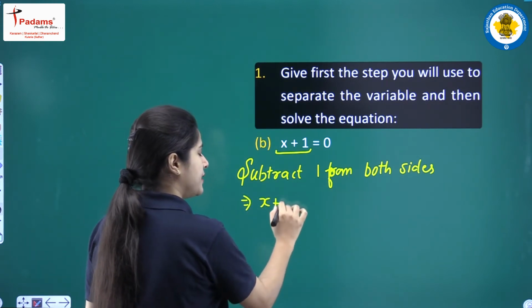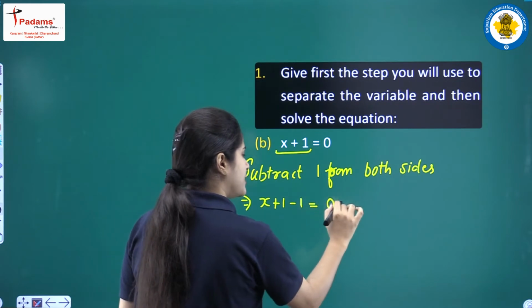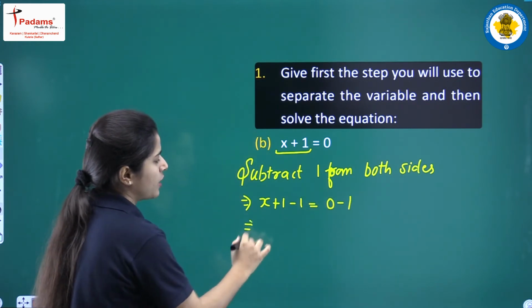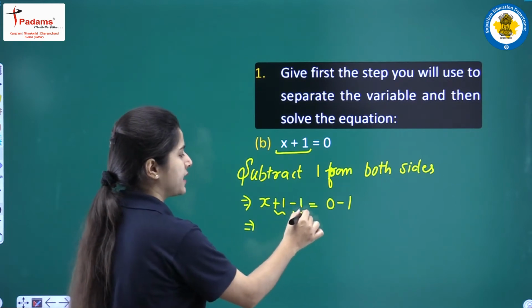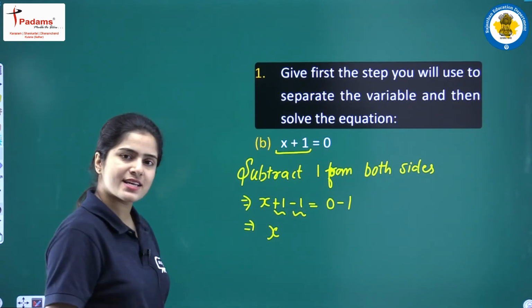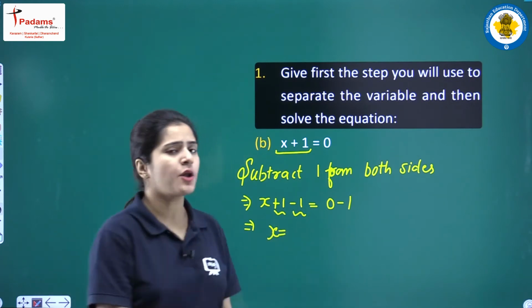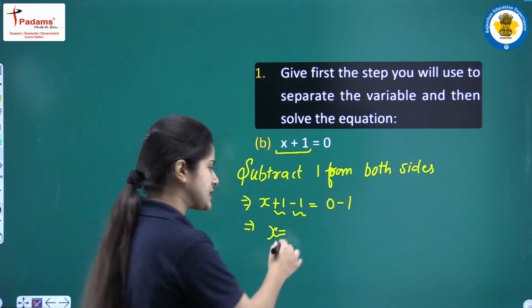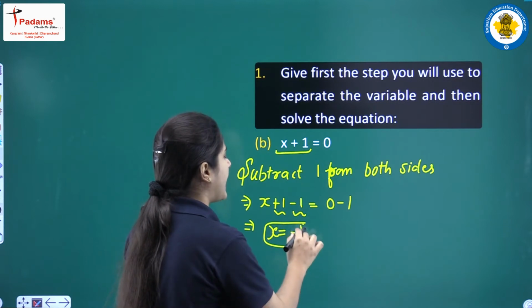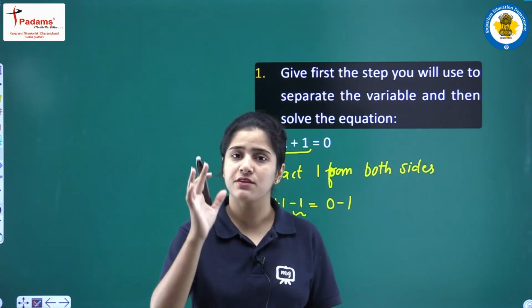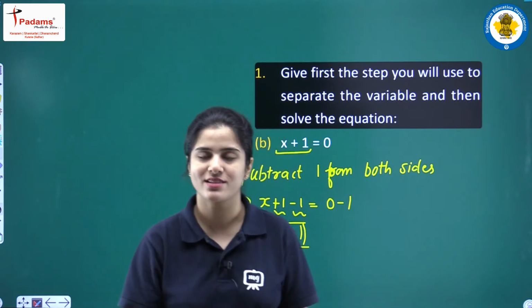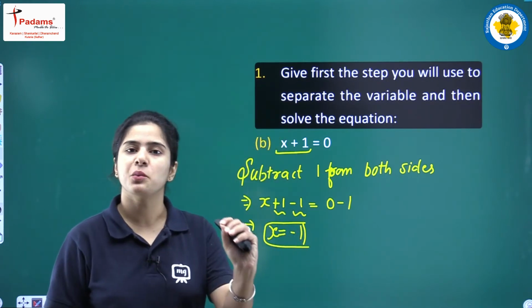x plus 1 minus 1 is equal to 0 minus 1. Now students, plus 1 and minus 1 is equal to 0. So this is x only, and it is equal to 0 minus 1, which is minus 1. Alright students, anything that is added or subtracted to 0 gives the value of itself. Very simple and very easy.